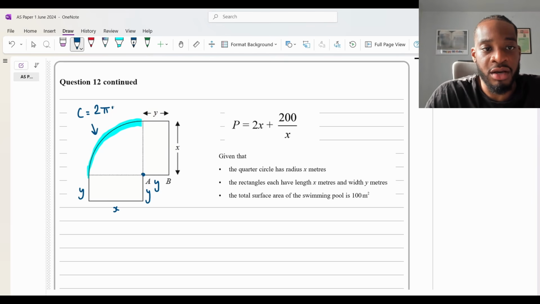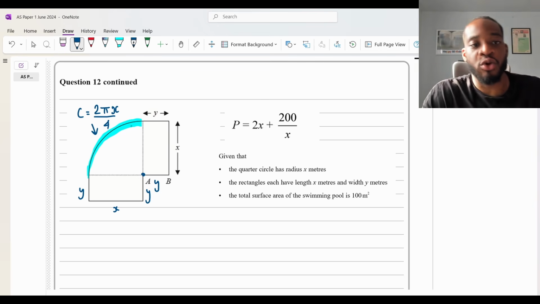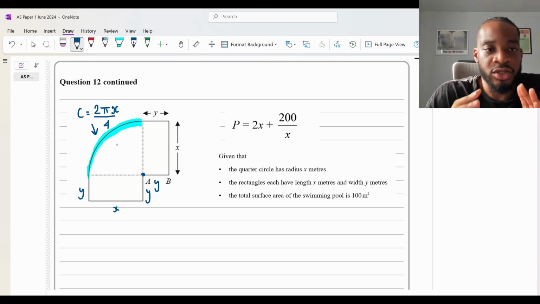So I can put an x there, sorry. And I'm going to divide this by 4. This will be an expression for a quarter of the entire circumference. So that is fine. And obviously I can just simplify it to be pi x over 2, but I'll do that here. So it's super clear.